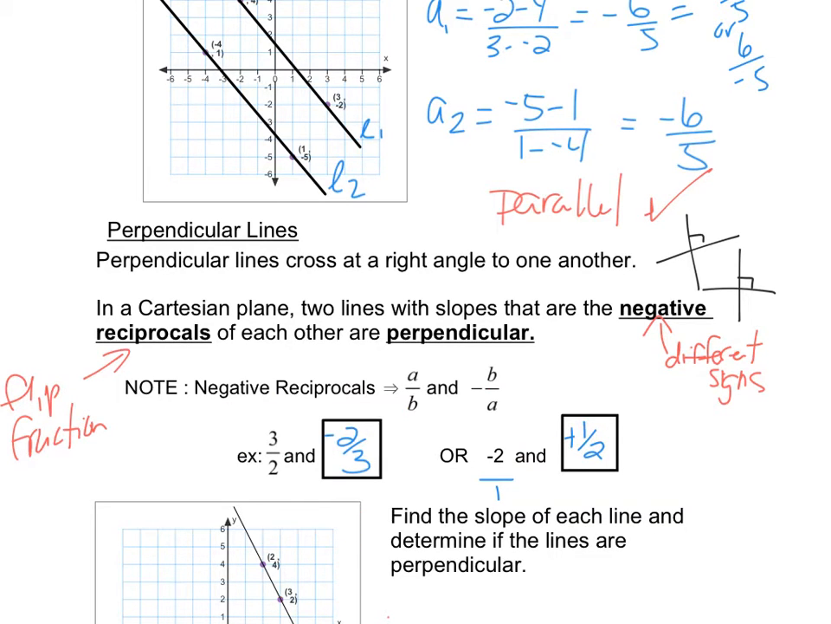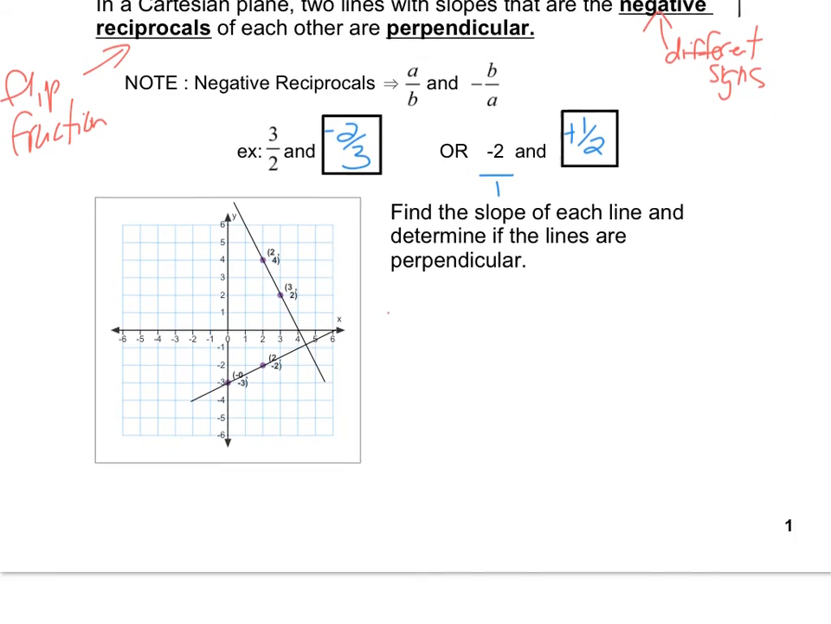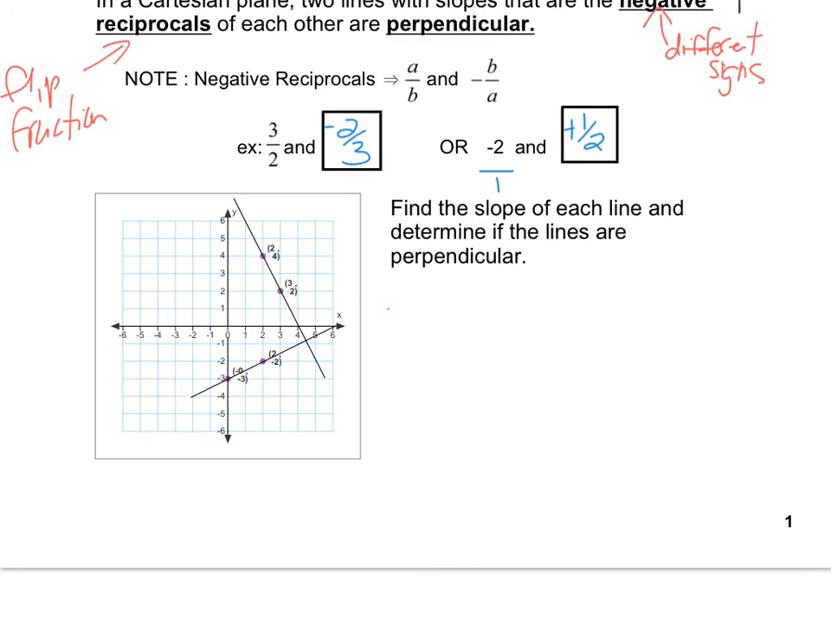So let's take a look at this next example down here. Determine the slope of each line and check to see if the lines are perpendicular. So I'm going to ask you to pause the video here and please find the slope of each line. I'm going to label this as line 1 and this is line 2. So pause the video please and find the slopes, and then we'll discuss if they're perpendicular.